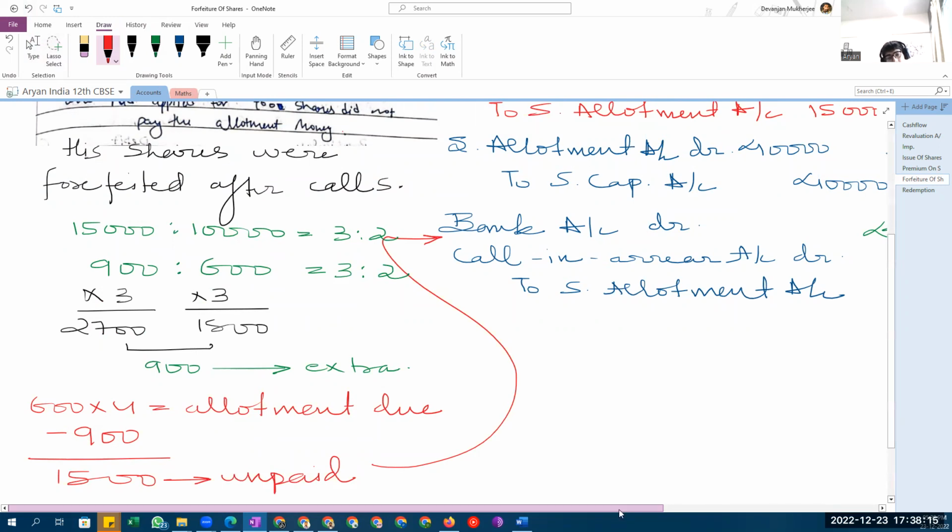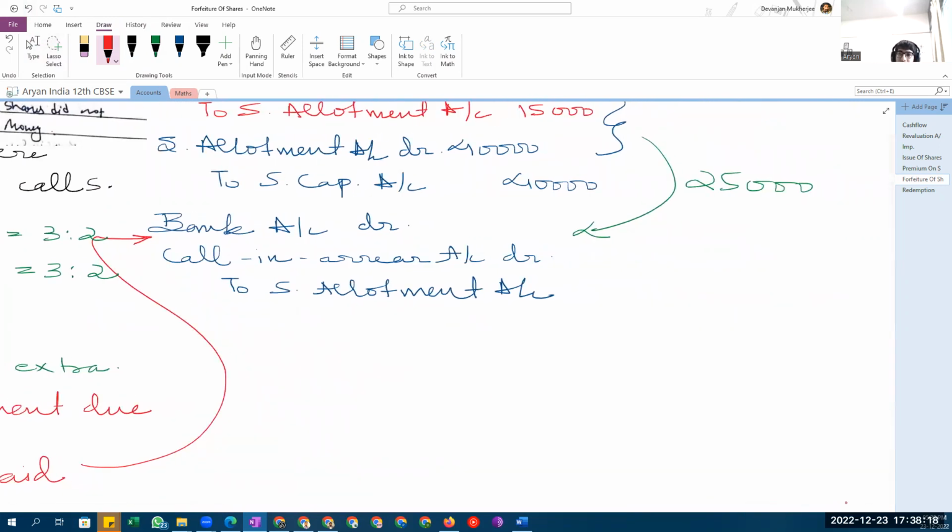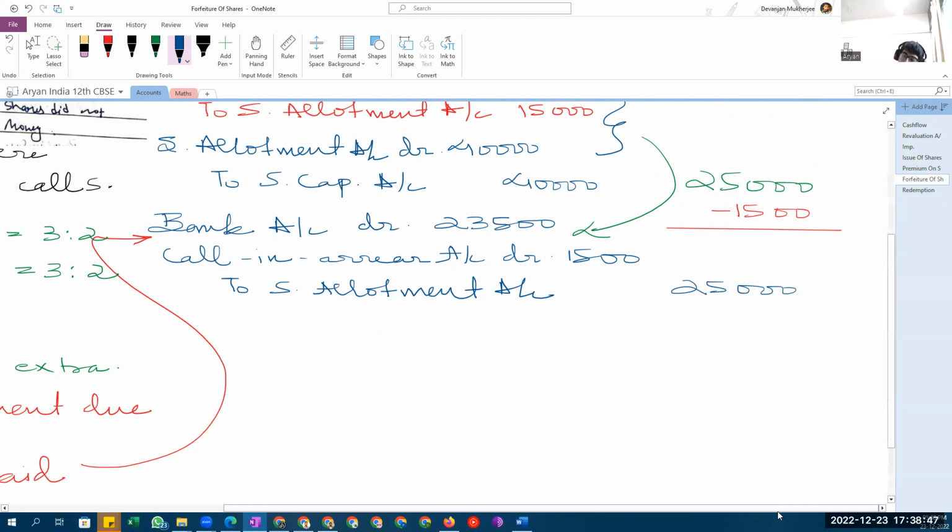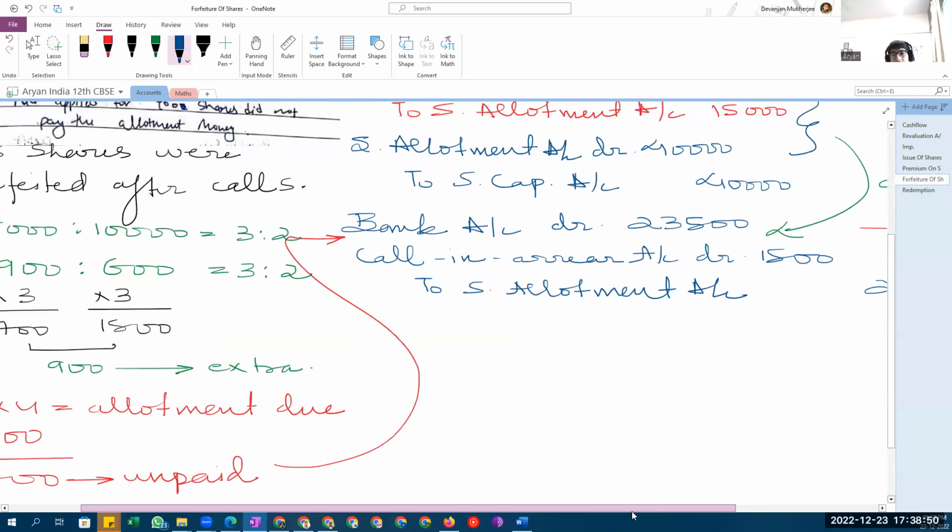Instead of getting 25,000, which we would have gotten if this guy had paid us, since he's not paying we will get 1,500 less. So we'll get 23,500. This 1,500 and this 23,500 total 25,000. So this is up to the allotment stage.